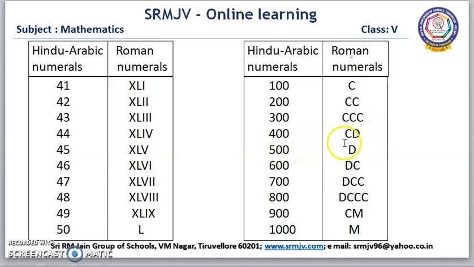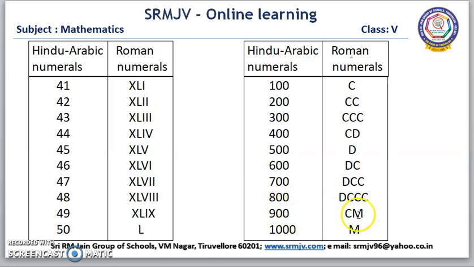But we can subtract C from D. The value of D is 500. We can subtract 100 from 500. Then we will get 400. The value of D is 500. For 600, D, C. We are adding 100 to 500. Here we are adding 200 to 500. Here D, C, C, C. We are adding 300 to 500. Then we will get 800.